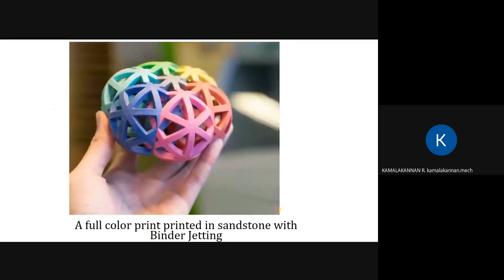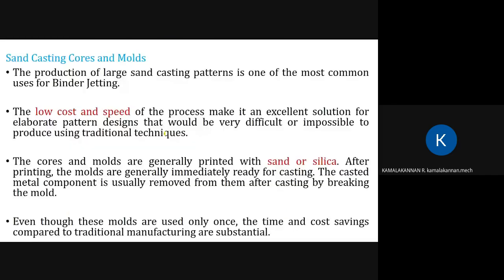See, it is a full color print, printed in sandstone with binder jetting. You can see here they have used many colors: 1, 2, 3, 4, 5, 6, 7 different colors, and see the accuracy with which they have been used. Such a high accuracy can be achieved with different colors also. It is not just an ordinary shape, an intricate shape is also possible in binder jet.